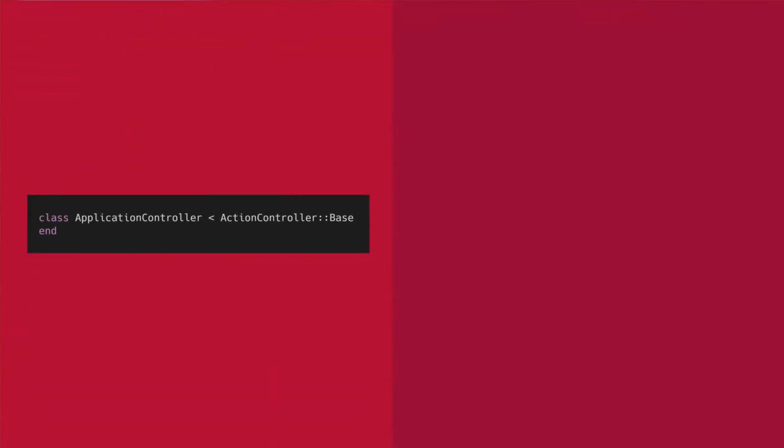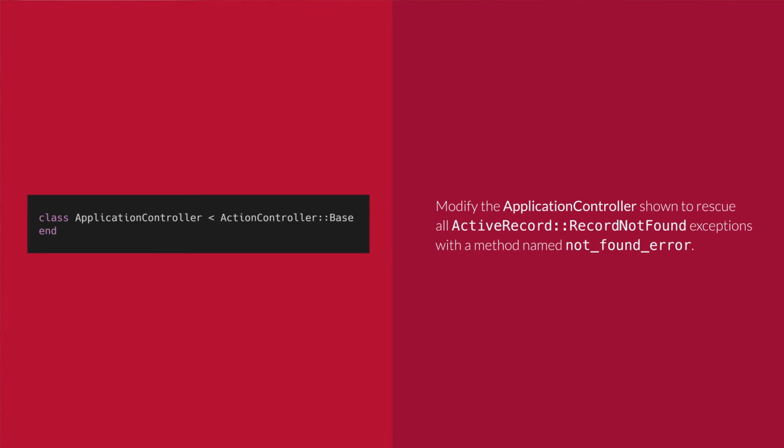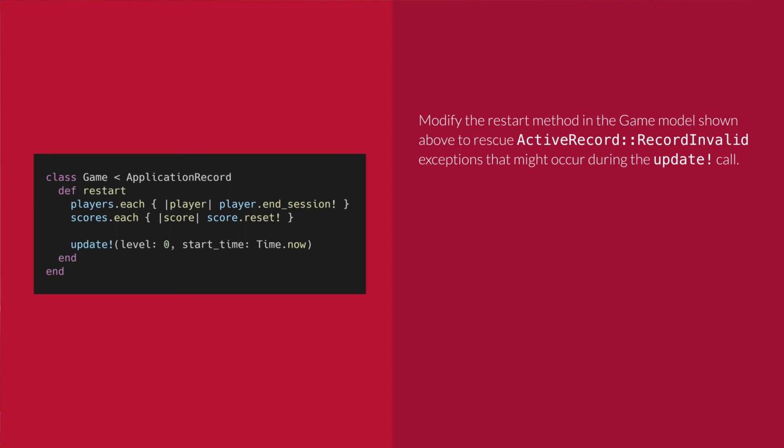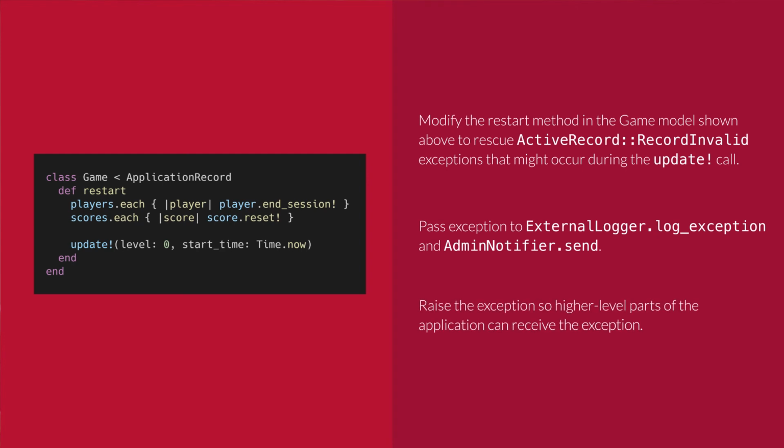For you, I've included this code sample. You need to modify the application controller shown to rescue all ActiveRecord::RecordNotFound exceptions with a method named notFoundError. The method should render JSON and return a 404 status code. Use the other code sample to modify the restart method in the game model shown to rescue ActiveRecord::RecordInvalid exceptions that might occur during the update call. We want to pass the exception to external logger.log_exception and admin notifier.send. Then we need to raise the exception so higher level parts of the application can receive the exception as well.